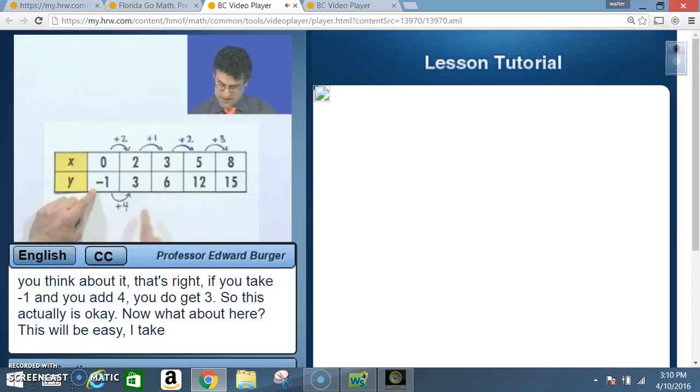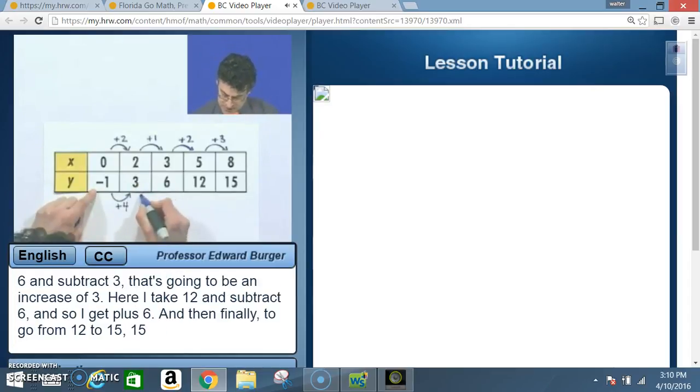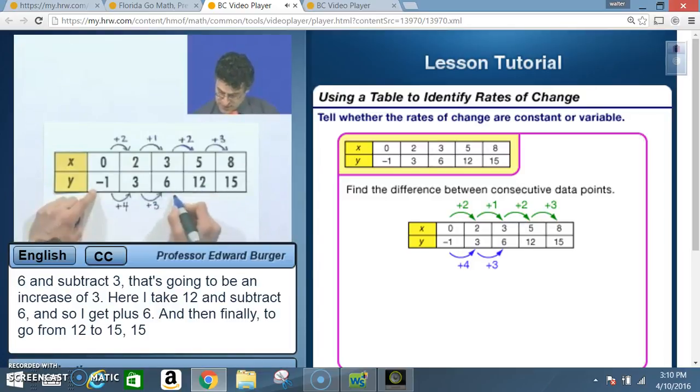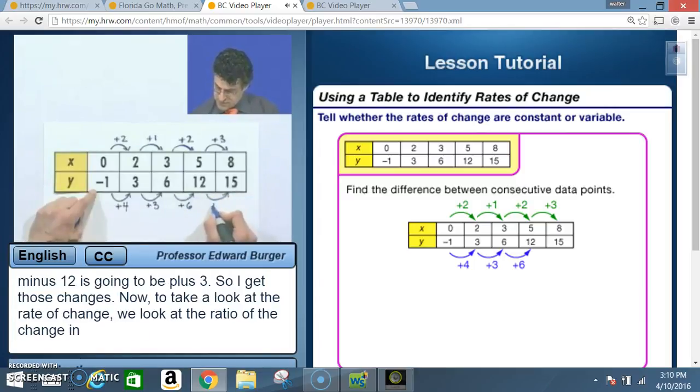Now what about here? This will be easy. I take 6 and subtract 3. That's going to be an increase of 3. Here I take 12 and subtract 6, and so I get plus 6. And then finally, to go from 12 to 15, 15 minus 12 is going to be plus 3. So I get those changes.